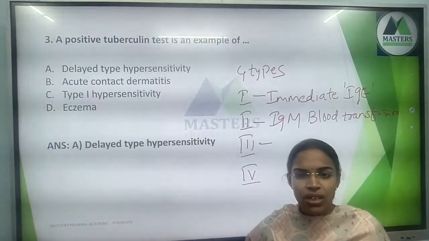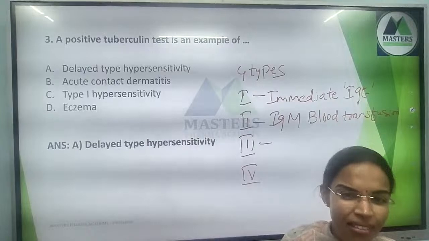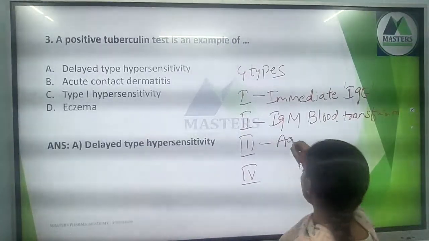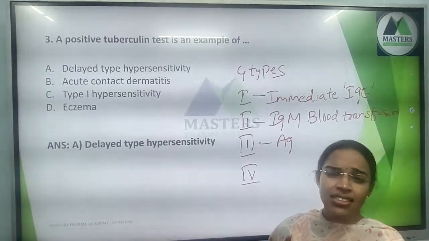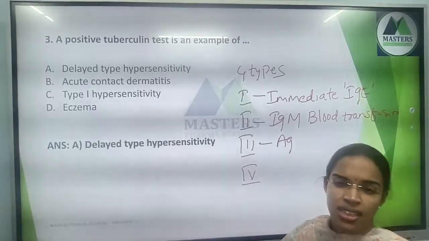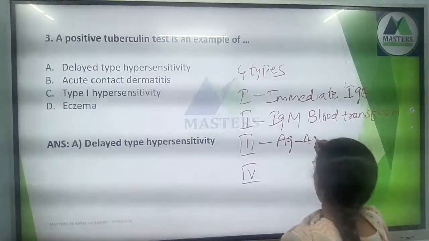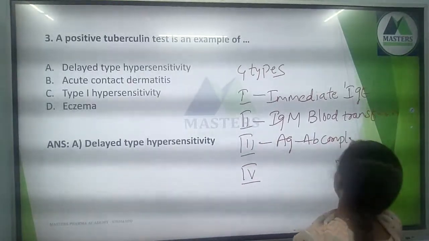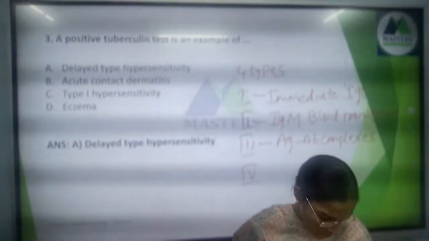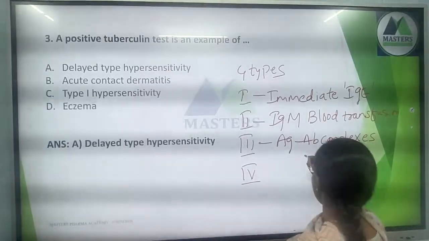And type 3 hypersensitivity is mediated by antigen antibody complexes. I'm repeating many times, the mediators of hypersensitivity reactions are very, very important from any competitive examination point of view. Type 3 is mediated by antigen antibody complexes. And the example for type 3 hypersensitivity is arthritis.